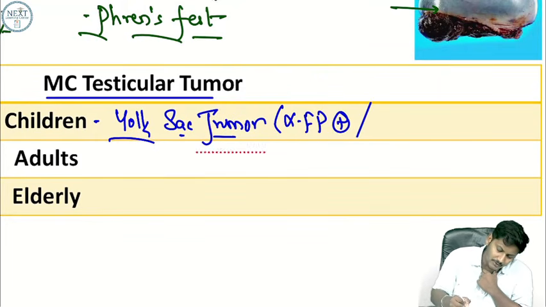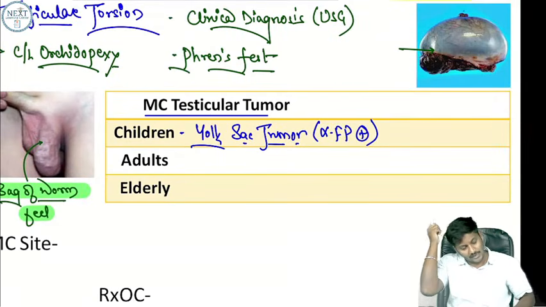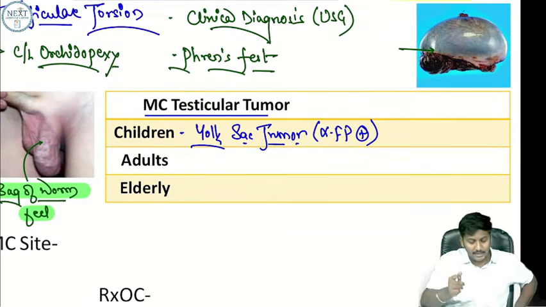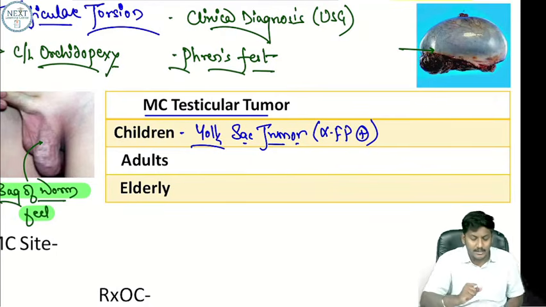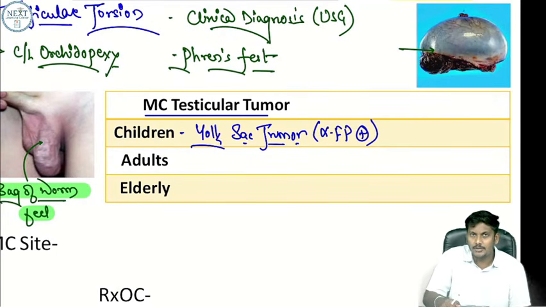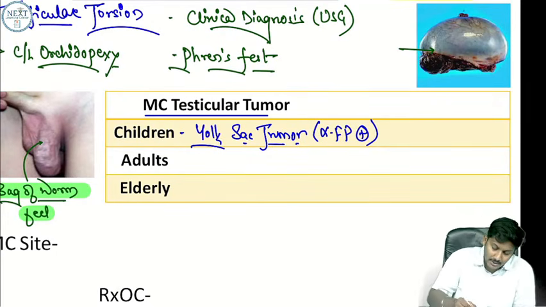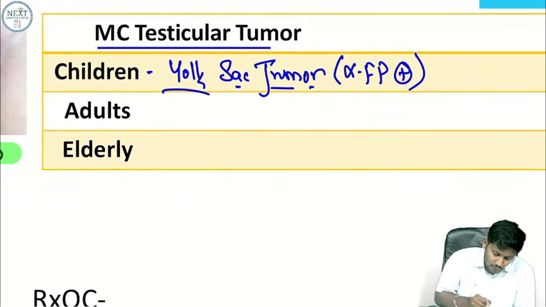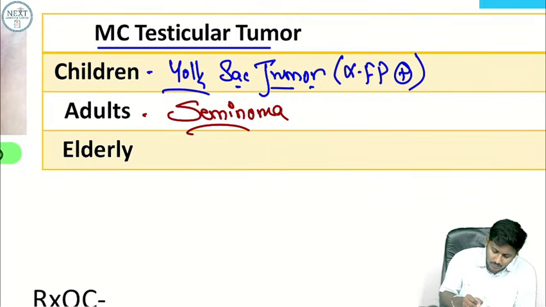If they ask you beta which bodies are going to be seen, let me know. Histopath of yolk sac tumor, you might have studied in gynae also. Histopath basically of yolk sac tumor, it will show you classically which bodies beta. Let me know in the chat box. Next important is adults, the most common testicular tumor overall, or the most common testicular tumor in adults beta, answer would be a seminoma. The most common testicular tumor in adults or overall is a seminoma.